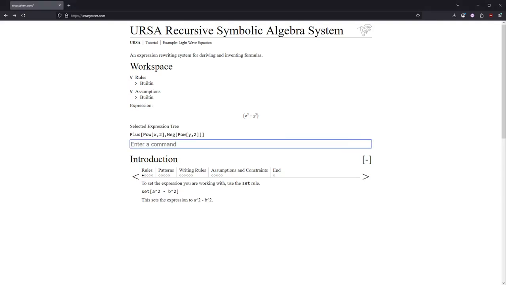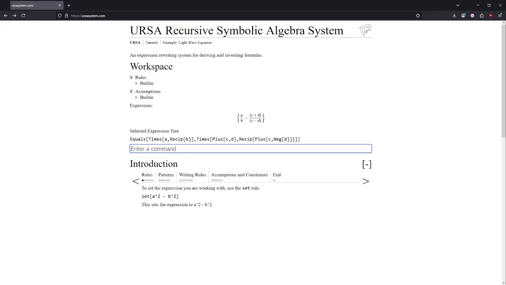Hi, I'm going to demo how to derive a cute little relation in Ursa. The relation that we're going to derive is going to be this. We're going to start with a over b equals c plus d over c minus d, and we're going to derive from that this: a plus b over a minus b equals c over d. So from that to that is what we're going to do.